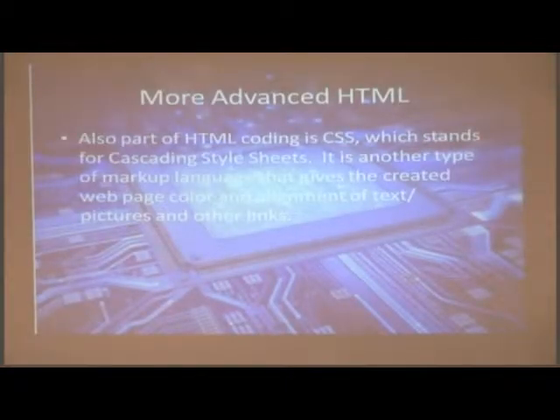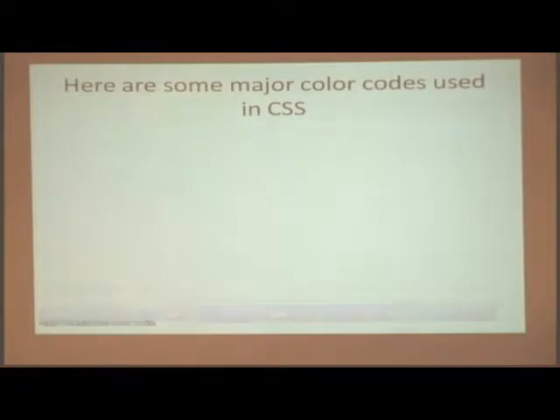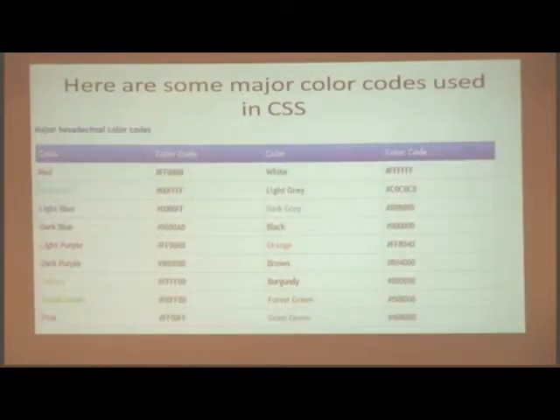And then there's also more advanced HTML coding such as CSS, which is cascading style sheets. It's another markup language that gives the web page color, and you can align the pictures and put other links. Here are some major color codes used in CSS. So you just basically throw this in anywhere at the bottom, and then the whole web page is going to be colored. You can specify if you want just a portion of it colored.